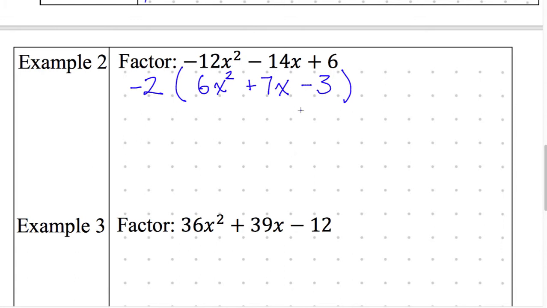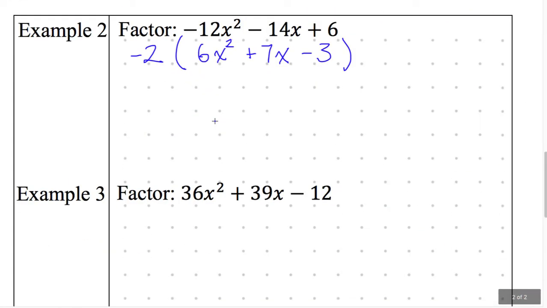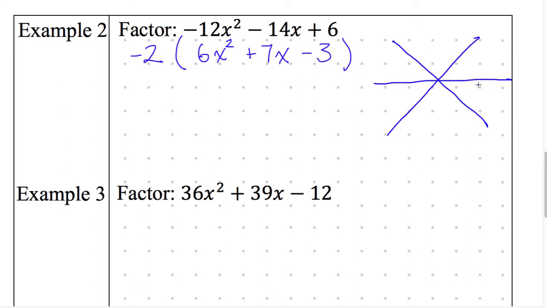All right, so we have the greatest common factor factored out with the negative also. Now I'm on to step 2. Step 2 is the advanced ninja star. So advanced ninja star, I'm going to set it up on the right-hand side over here. I need one person to tell me the 4 values to add to my advanced ninja star to set it up. Who can set it up?